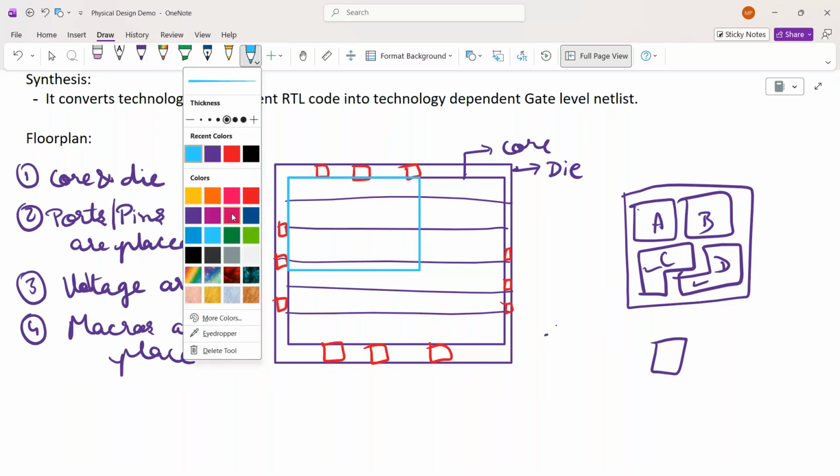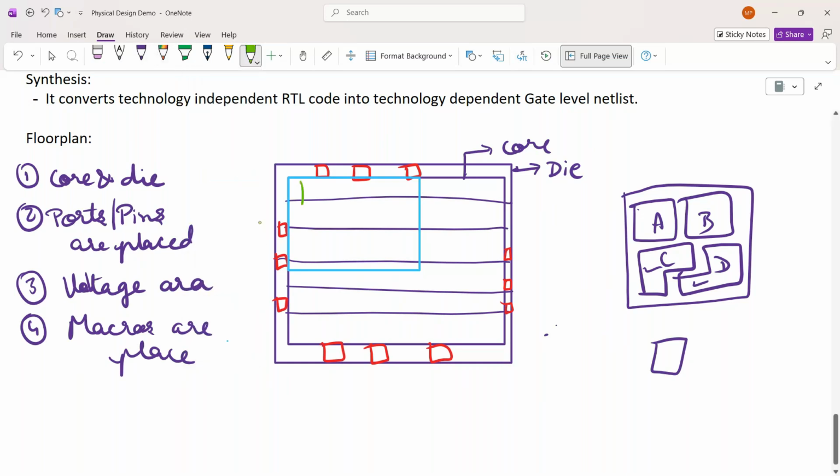So macros are placed. Macros will be bigger like this, bigger in size. Once the macros are placed, then comes physical only cell placement.